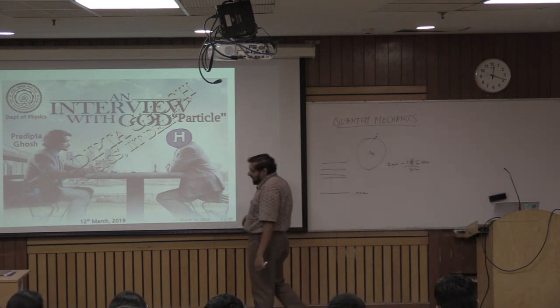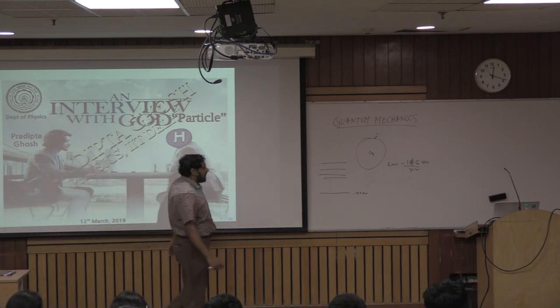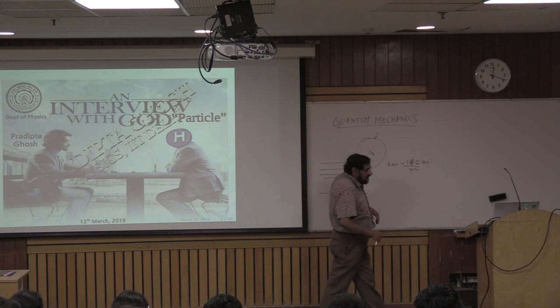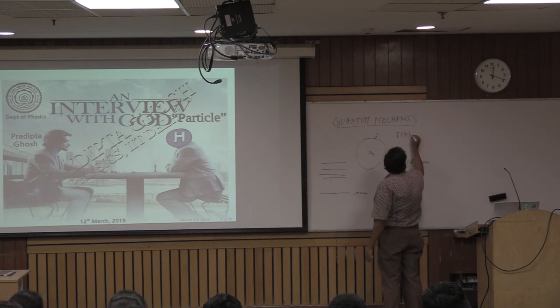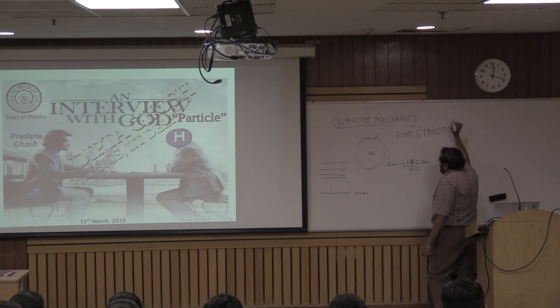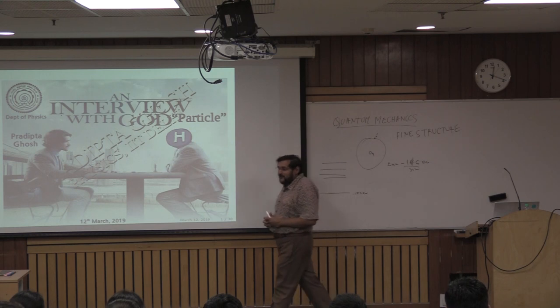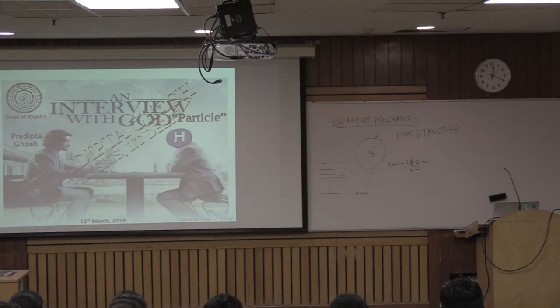However, it turns out that they observe more lines than expected by this theory. Then people went to explain these things. There is something that is called the fine structure. So people tried to explore that, and they realized that simple quantum mechanics is not enough. You need to move a little ahead.